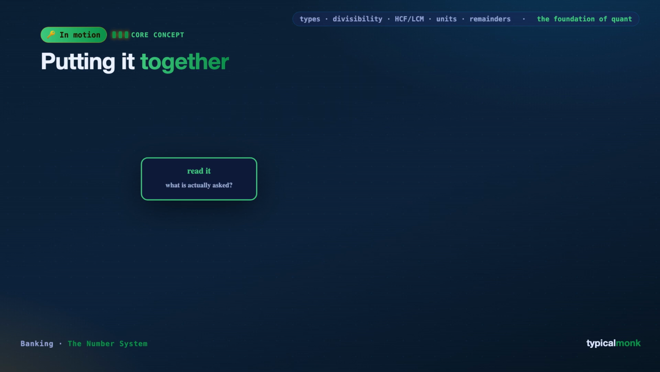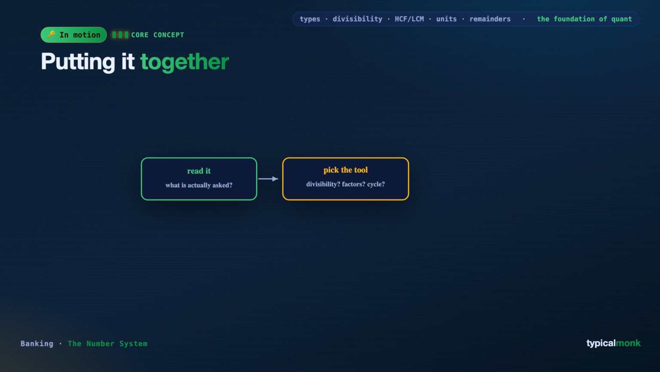Is it asking whether something divides, for the biggest shared factor, for a last digit? The right first move is always to translate the words into the underlying number system question. Step 2. Reach for the matching tool. Once you have named the request, the tool is usually obvious.